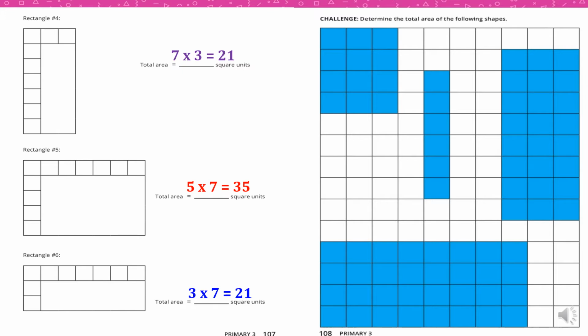Let's move to page 108. We have some shapes here. We will find the total area the same way. It's very easy. We will count the squares in the horizontal line, and we will count the squares in the vertical line. The first shape is 4 times 3 equals 12, or 3 times 4 equals 12. They are the same. You can count rows first or columns first.